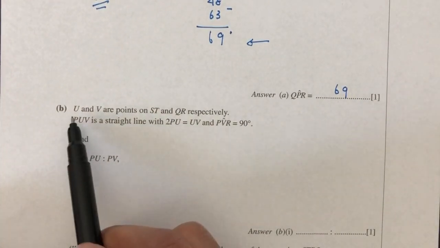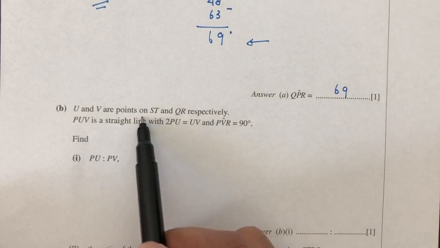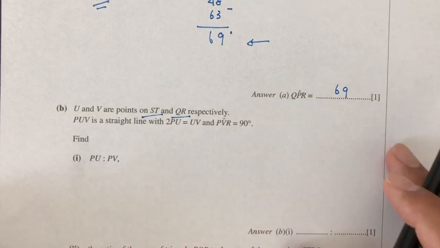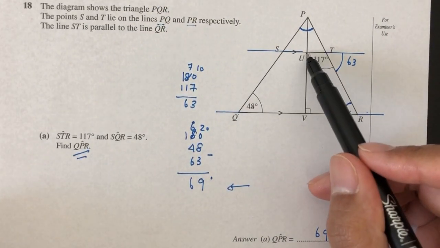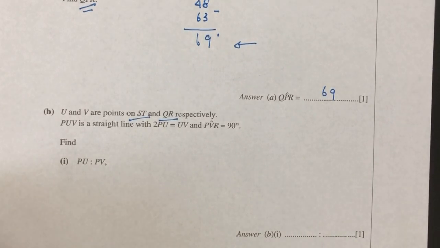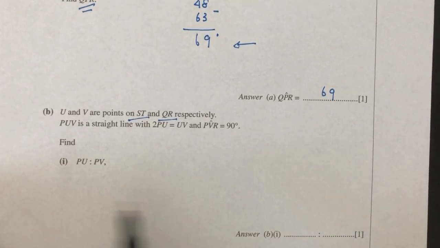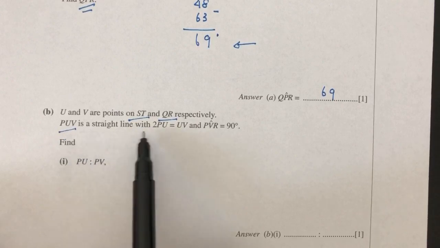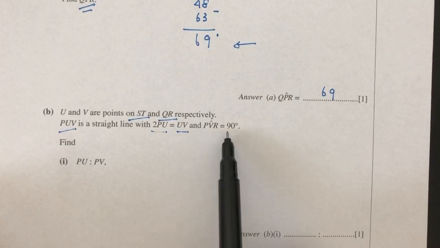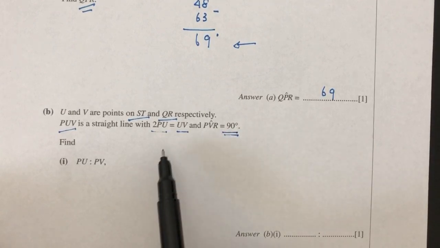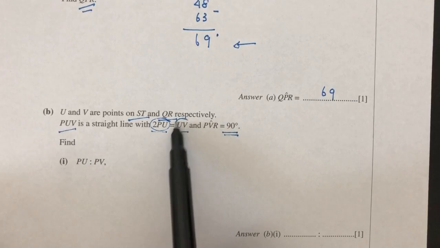Now for part B, U and V are points on ST and QR respectively. So U here and V is here. They are points on ST and QR, okay? So PUV is a straight line with 2PU equal to UV and PVR is 90. So let's look at this condition here, which is 2PU equal to UV.